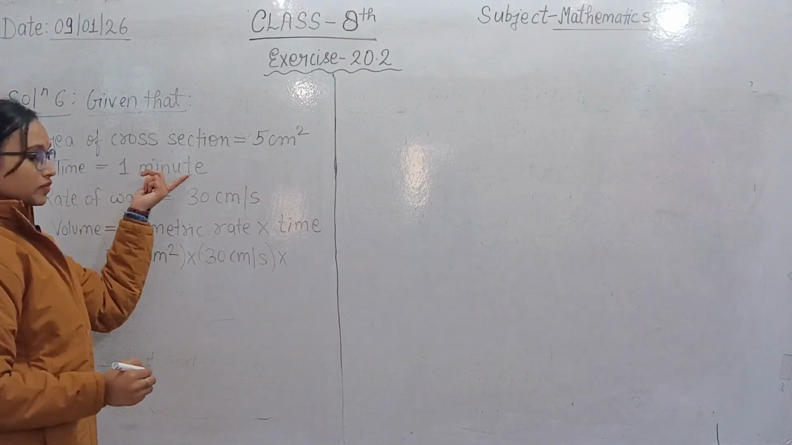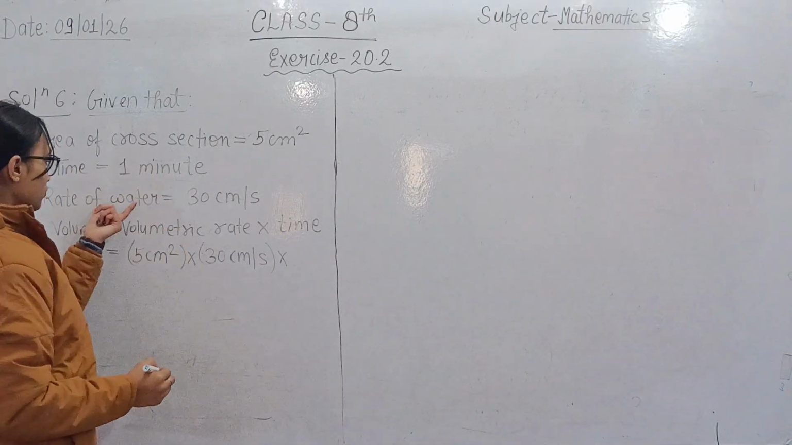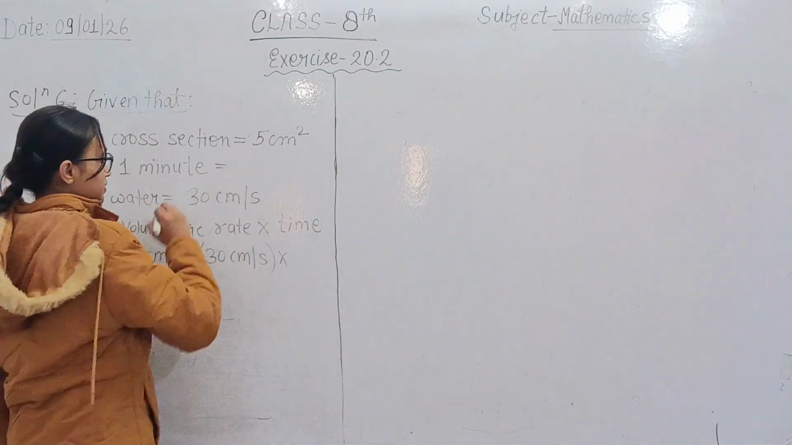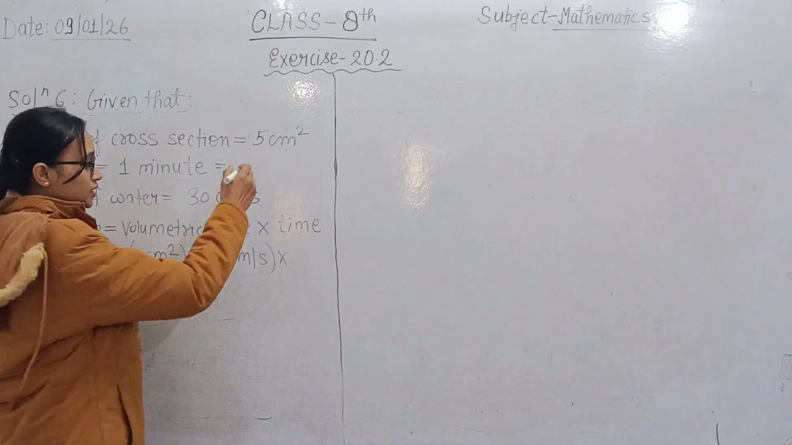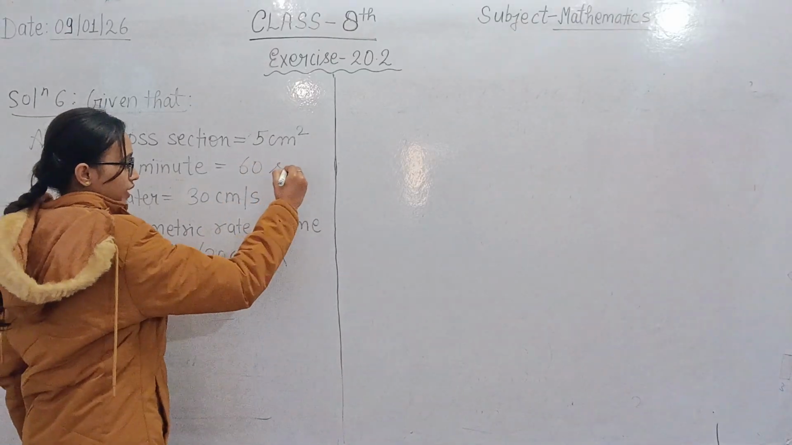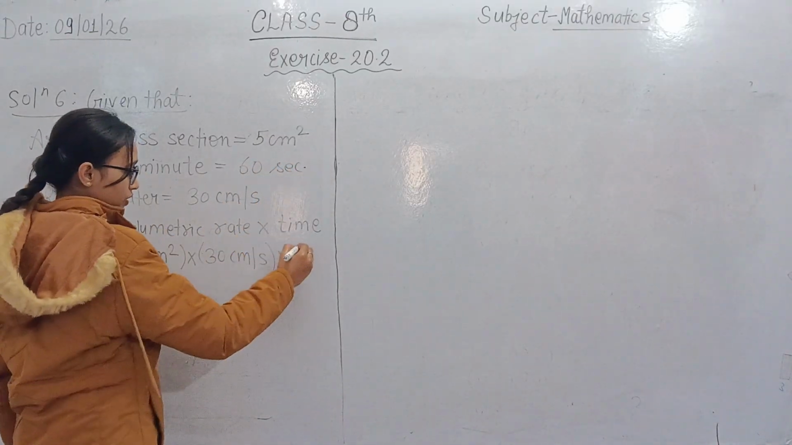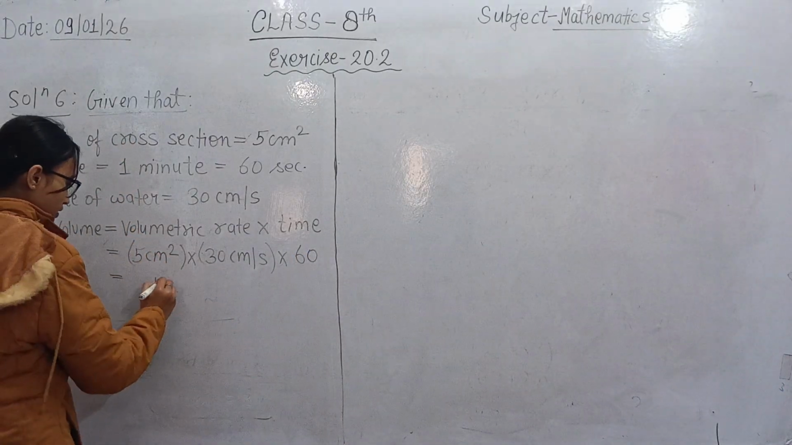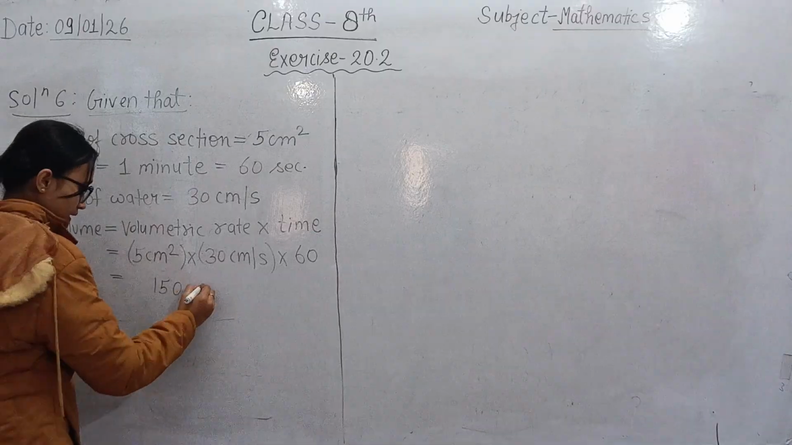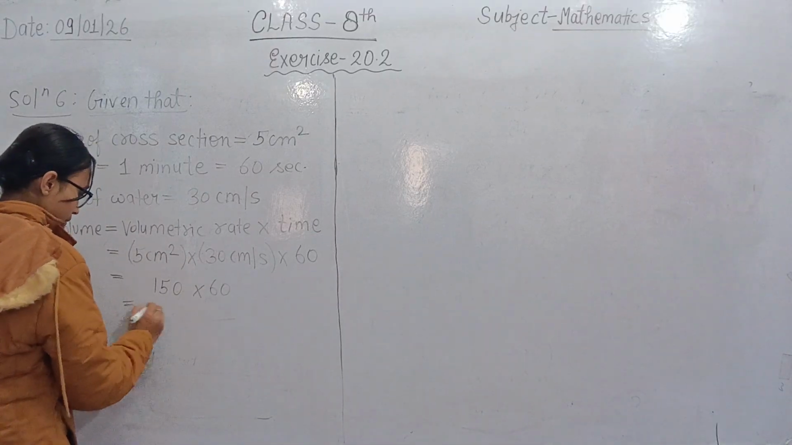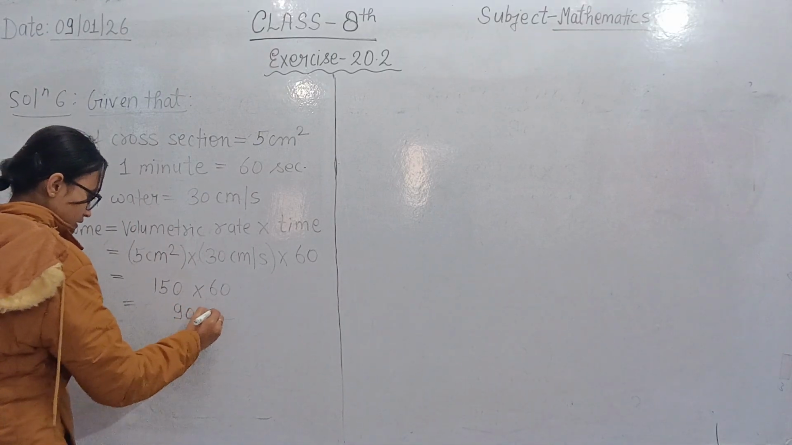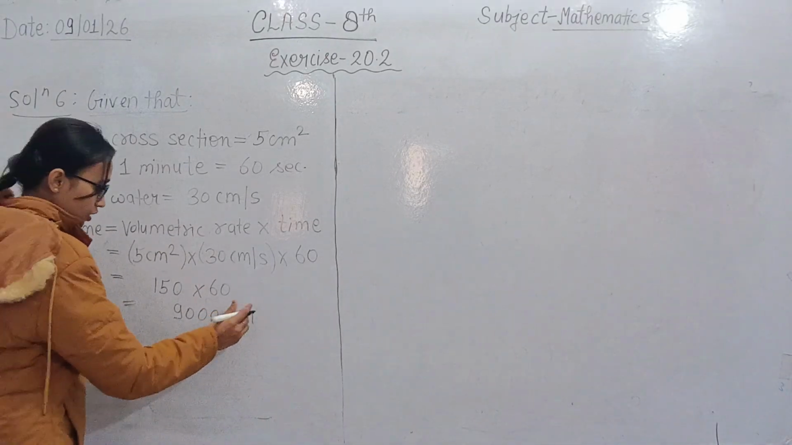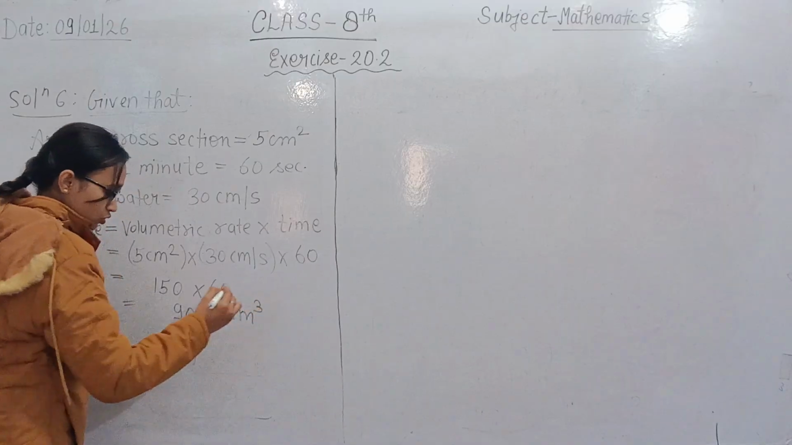Here in question it is given in minute and a rate of water is given in centimeter per second, so we have to change it in second, and we know that 1 minute is equals to 60 seconds. So here we will write it down 60. On multiplying this we will get 150 multiplied by 60. It will be equal to 9,000. Unit will be centimeter and we are calculating volume, so it will be centimeter cube.